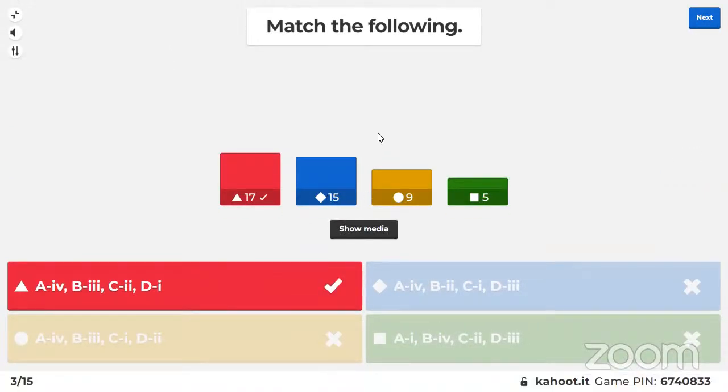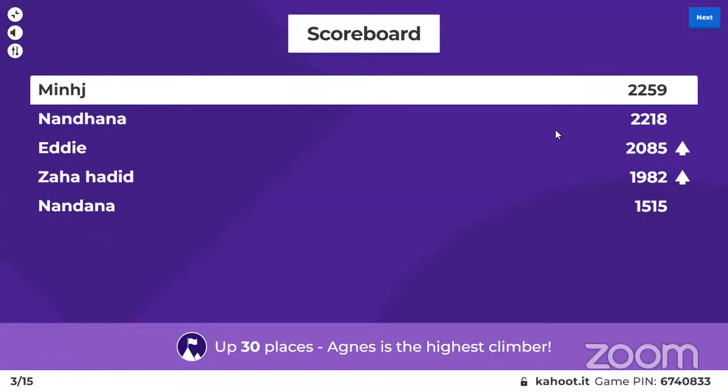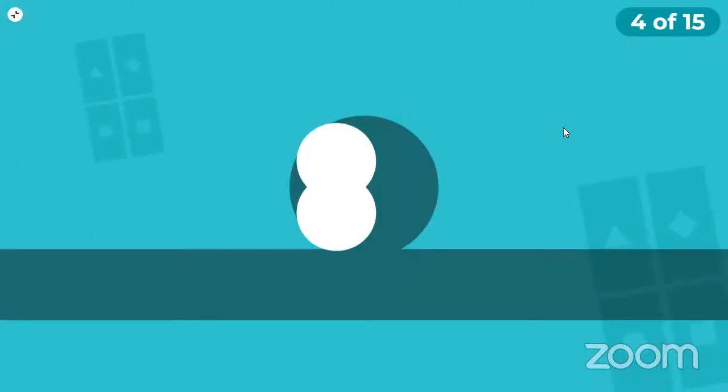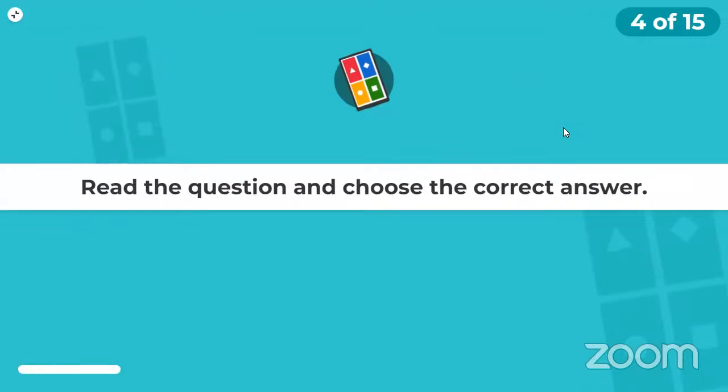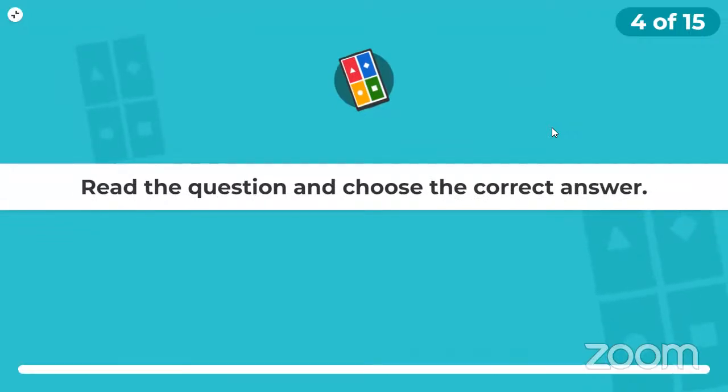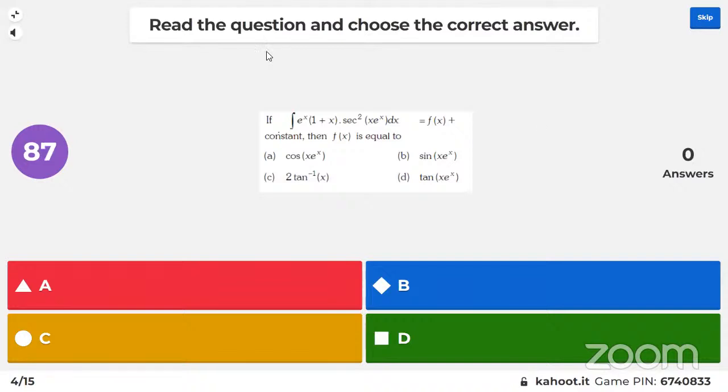I think that was quite an interesting question from the quiz master. 17 of you have got it correctly. Let's take a look at where exactly everyone is standing in the podium. There's been good changes. Minch comes back with 2,259 points, followed by Nandana. Nandana still hangs on. Eddie has joined. Zaha Hadid has joined into the league of top 5. Nandana, the other Nandana still remains there. Agnes is the highest climber with 30 places. Let's take a look at whether Agnes is going to reach the podium or not. Meanwhile, as I show you question number 4 with double points.